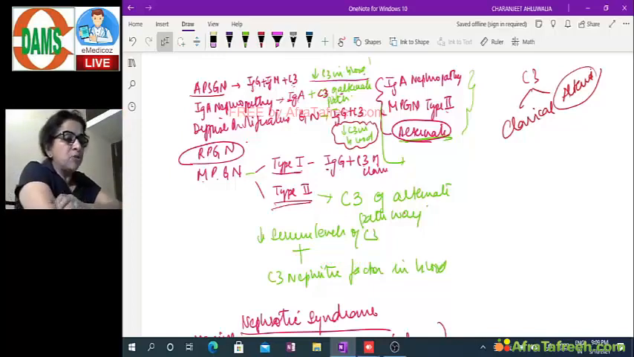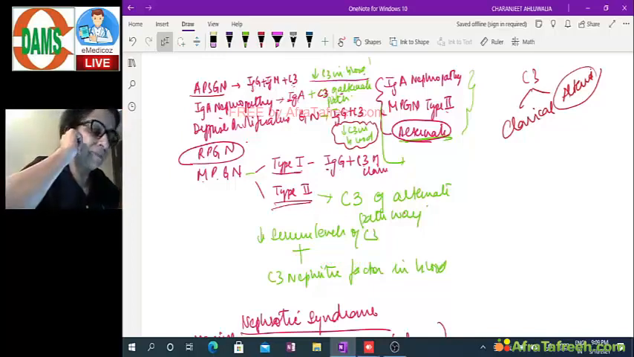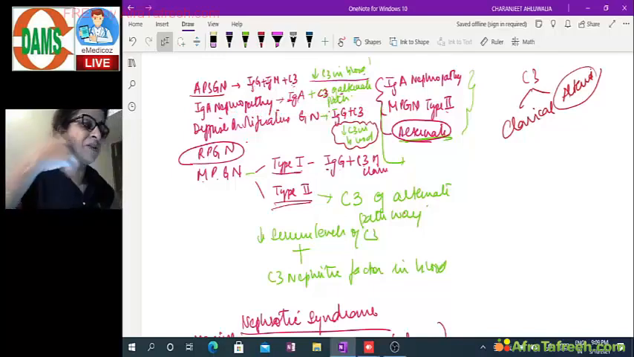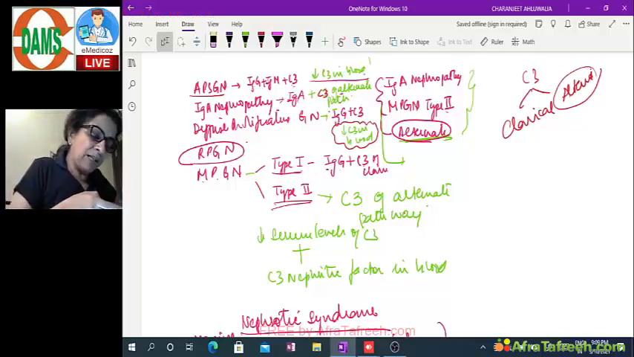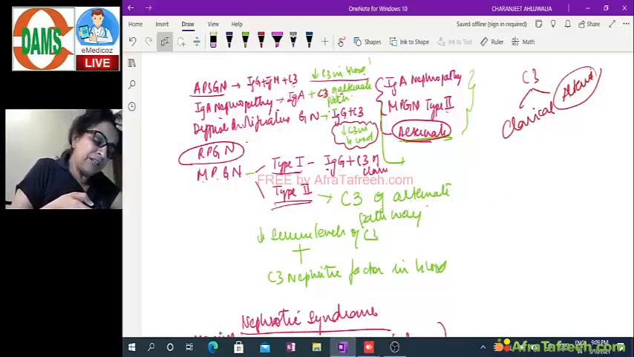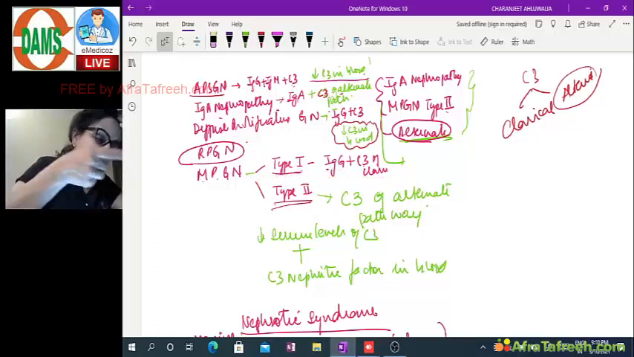Okay, Muskan, whether it is classical C3 or alternate C3, if C3 gets consumed, serum C3 levels may be decreased, but not always. For example, in acute post-streptococcal, classical C3 is found in the deposits and serum C3 is also reduced. In diffuse proliferative, again, classical C3 is found in the deposits and serum C3 is reduced. In IgA nephropathy, IgA antibodies along with alternate C3 is found in the deposits, but serum C3 is not reduced.